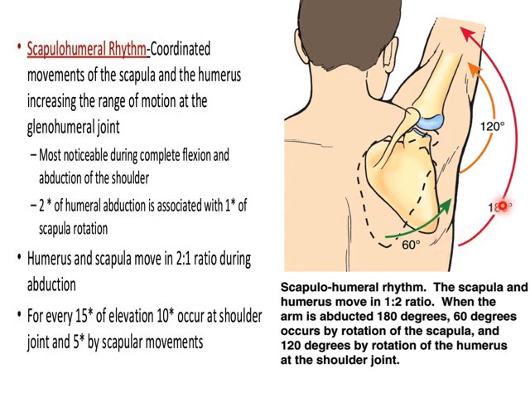For example, in 180 degrees motion, the abduction of the humerus is about 120 degrees and the scapular rotation is about 60 degrees. So it is always in 2:1 ratio of humerus to scapula during abduction. So that is, every 15 degrees of elevation, 10 degrees occur at shoulder joint and 5 degrees by the scapular movement, that is the rotation of the scapula.